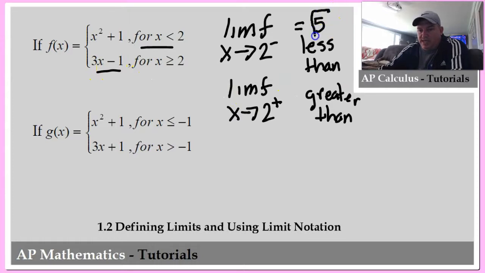So in both cases, the left-hand limit and the right-hand limit are both equal to 5. Therefore, we can say that the general limit of our function f as x approaches the number 2 in general is equal to 5.